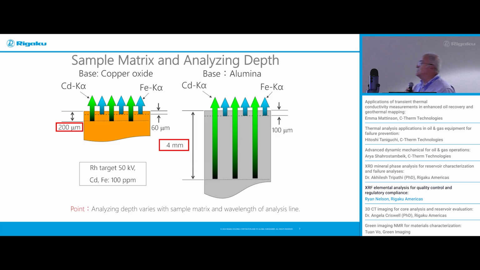And also escape depth. If we're looking at something, for example, in this example, we have cadmium and iron, 200 micron and 60 micron, but in the light element matrix, you can see the depth is 4 millimeter. So when we're calibrating, we try to maintain a constant thickness. We're setting up at a constant weight, because all of that can be taken out in the calibrations. In a qualitative analysis, you have to input all of this information in order to get accurate results.